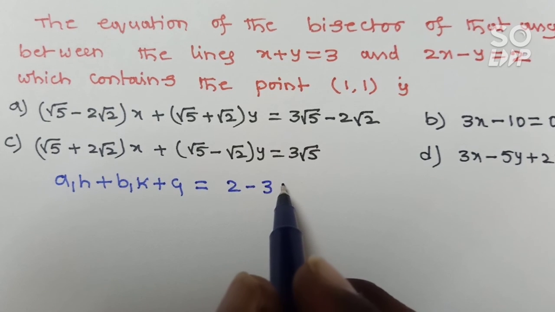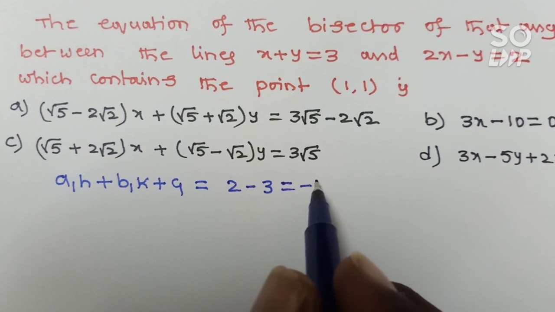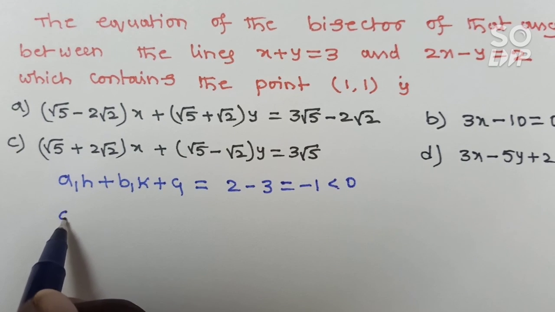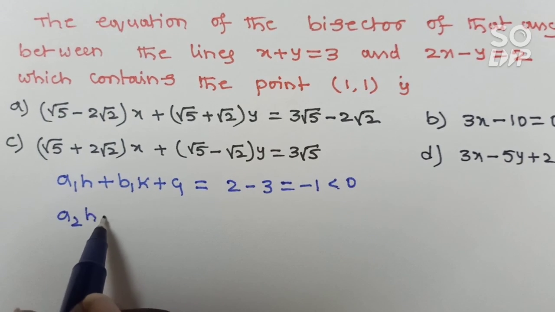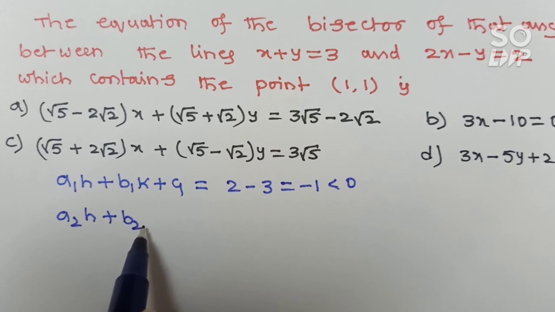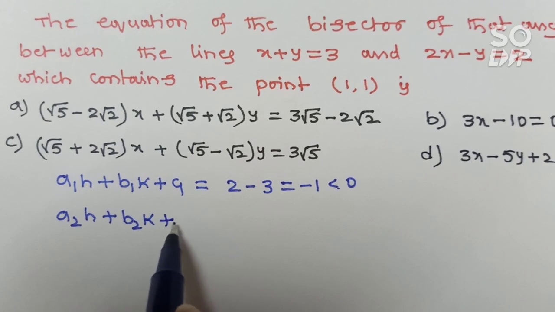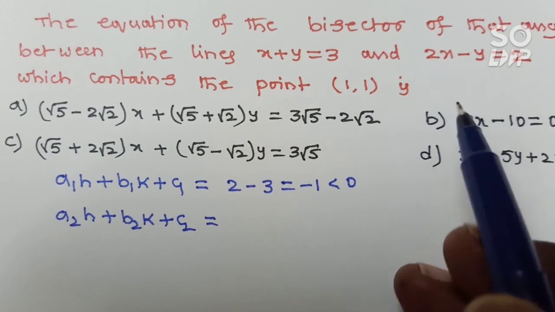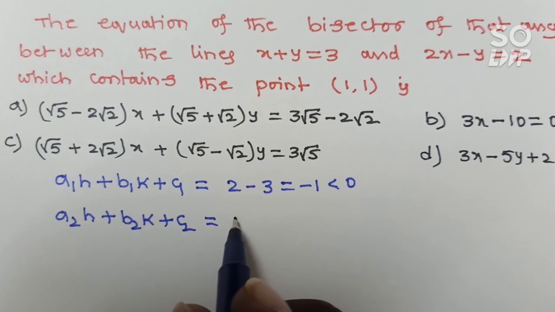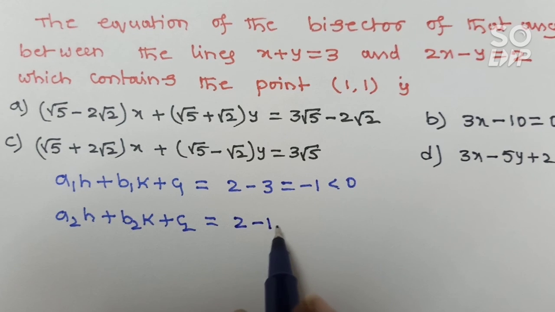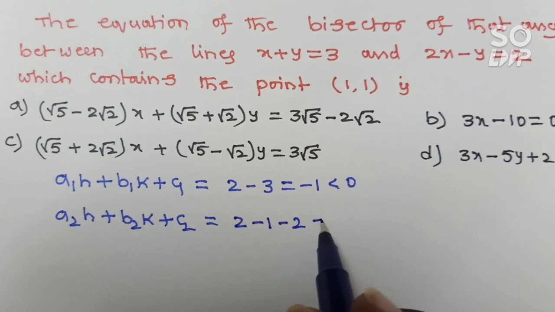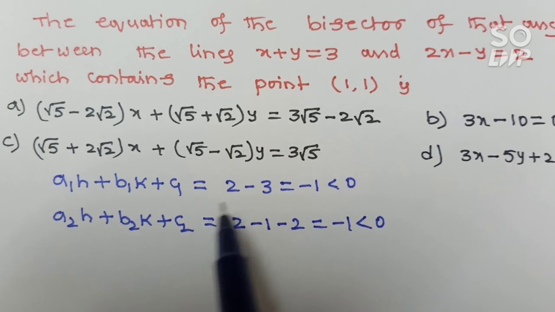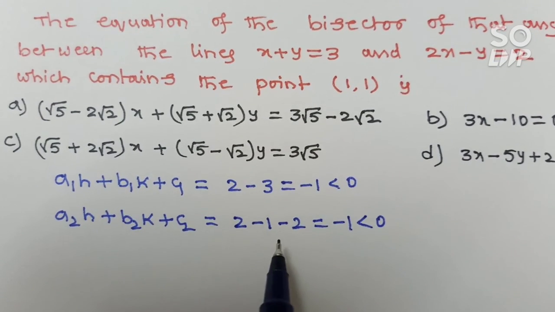2 minus 3 means this one is equal to minus 1, less than 0. Next you have to verify A2 into h plus B2 into k plus C2. That will be what? Substitute the given point in the second equation. That will be 2 minus 1 minus 2 is equal to minus 1. So this one is less than 0. That means both have the same sign.